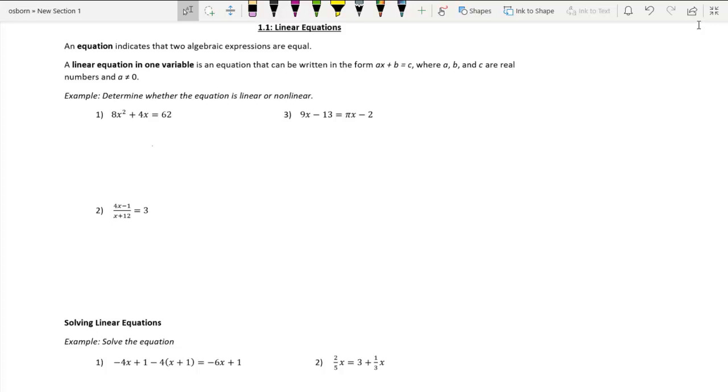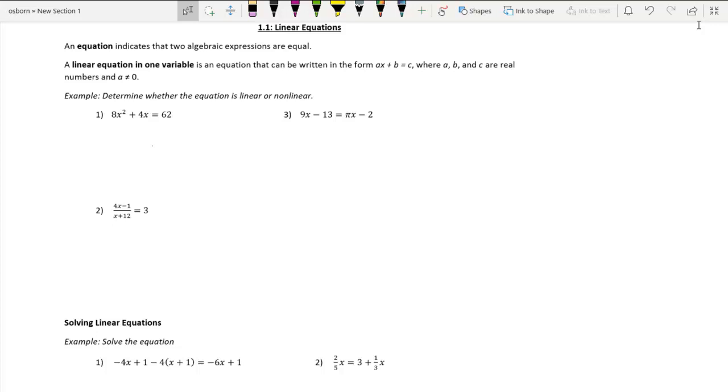Linear equations. An equation indicates that two algebraic expressions are equal. A linear equation in one variable is an equation that can be written in the form ax plus b equals c, where a, b, and c are real numbers and a is not equal to 0.